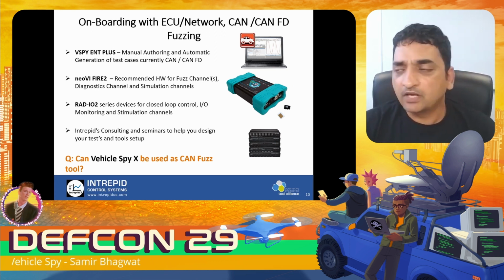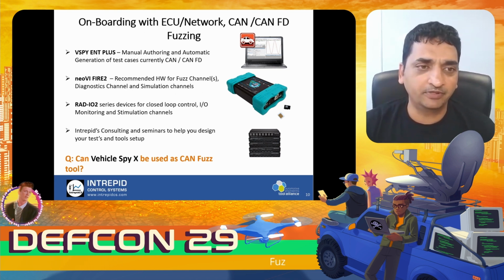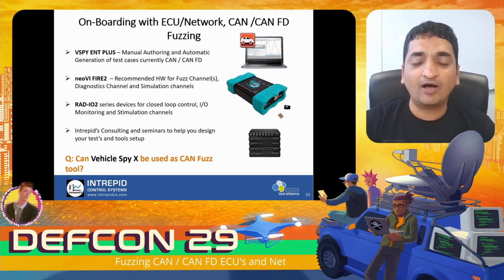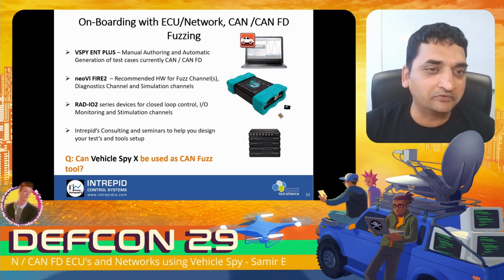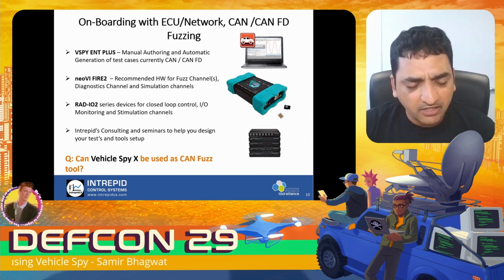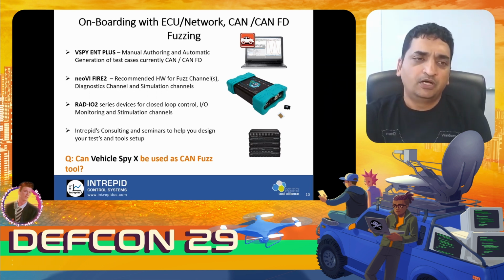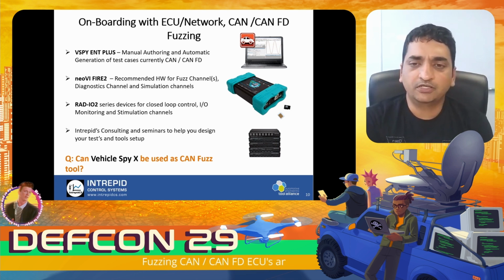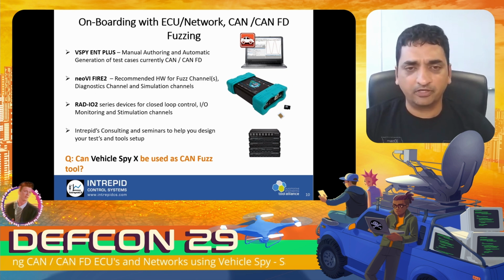Neovi Fire 2, again, the device here, has 8 CAN networks, so you can simultaneously fuzz devices on 8 CAN networks. This is the one I typically use. This is one of my favorites too. Vehicle Spy has been widely used in automotive software development for more than 20 years. Our focus remains on the customers, and all the capabilities you see in Vehicle Spy exist because we've been working with our customers for a pretty long period of time now.